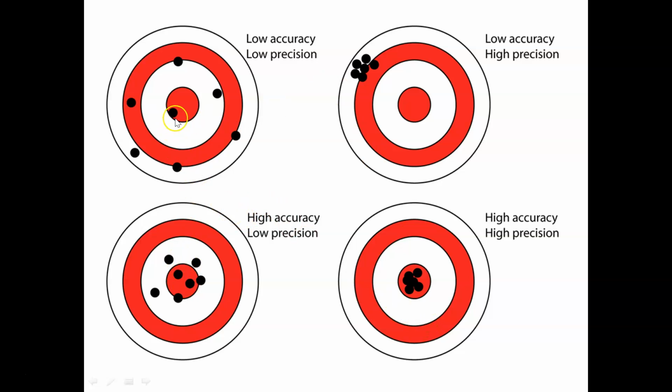So even if you did hit the true value, you still wouldn't know because your data points are so far apart from each other with low precision, it's hard to determine which one is the accurate one. Meanwhile over here, while you're close to the true answer, because your data points are all over the place, it still gives you a difficult time guessing which one is the true answer. Whereas over here, high accuracy, high precision, that's definitely what we're aiming for.